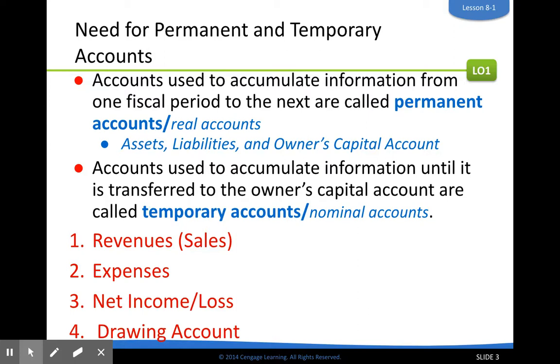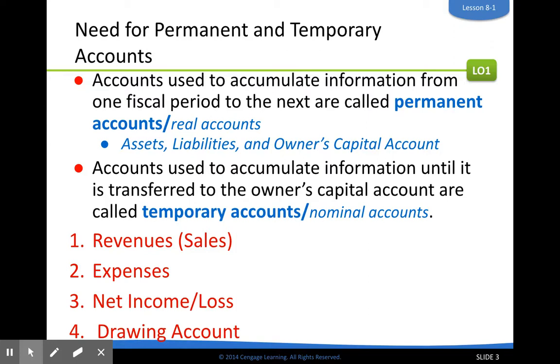This is unlike temporary accounts. Temporary accounts are used for just one fiscal period, and these account balances are transferred or closed into the owner's capital account. So they aren't going away entirely. They're just being pushed into another account because they're temporary. We want to start the year, January 1st, and we want our sales to be just for that year. We want our expenses to be just for that year. We want our net income and net loss to be just for that year. Same thing with our drawing account.